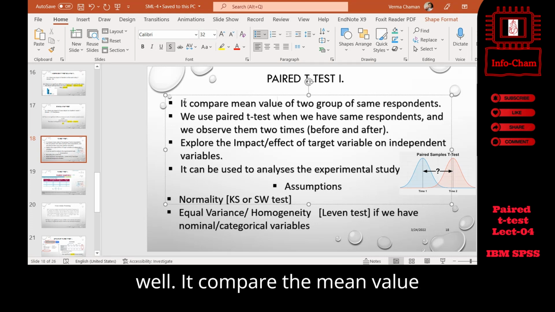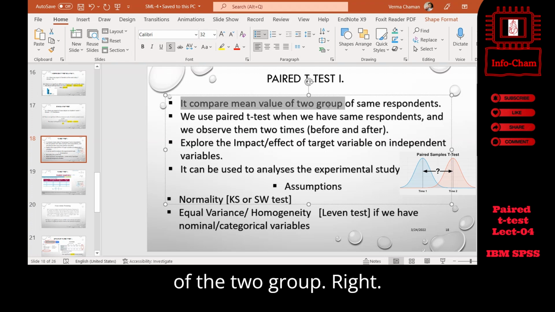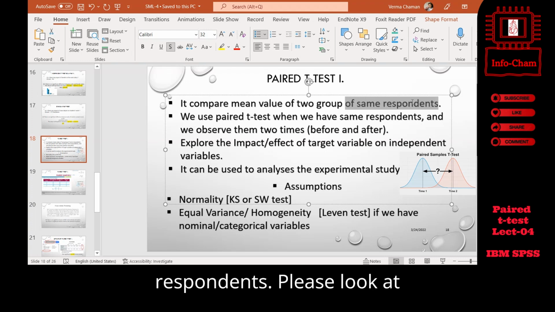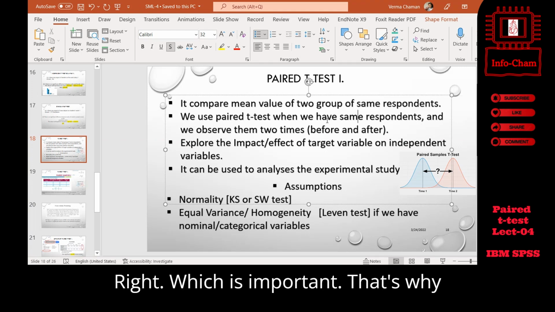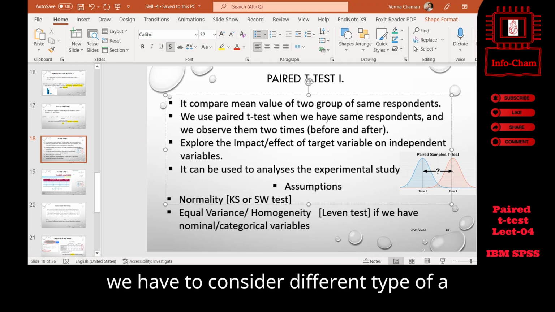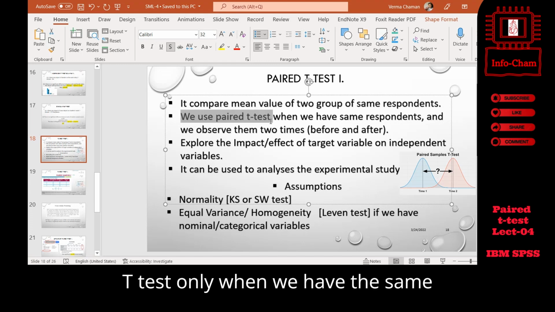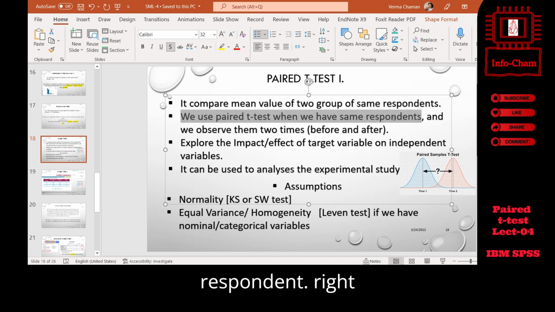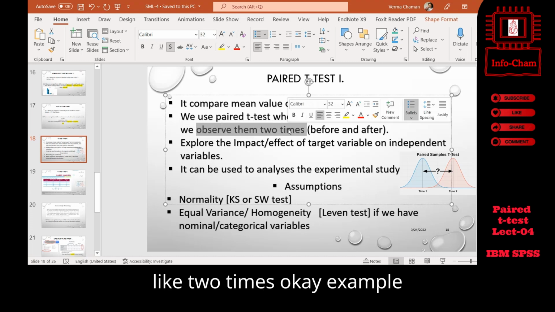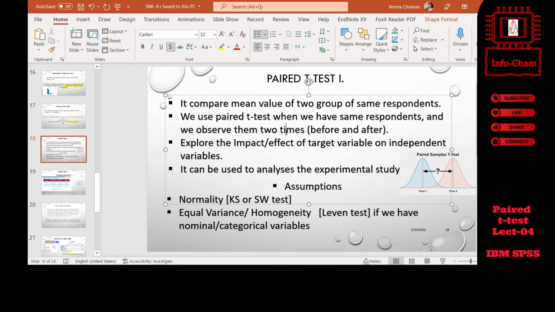We know very well, it compares the mean value of the two groups, right? Two groups of the same respondents. Please look at that: same respondents, right? Which is important. That's why we have to consider different types of samples. So we use the paired t-test only when we have the same respondent, and we take the observation two times. For example, an experimental study can be there.